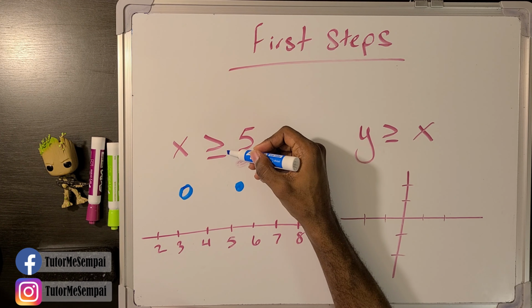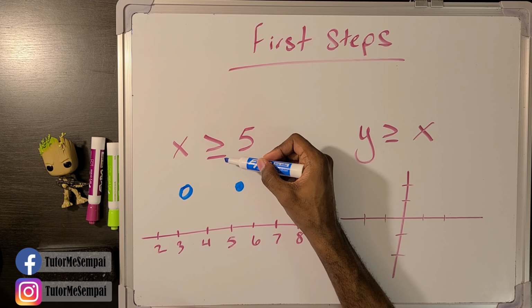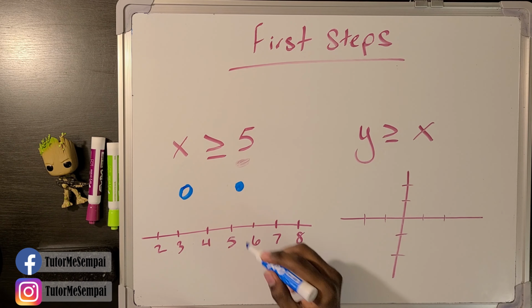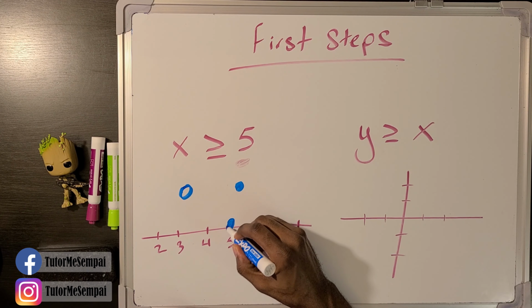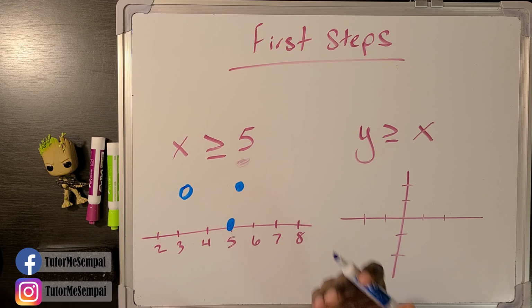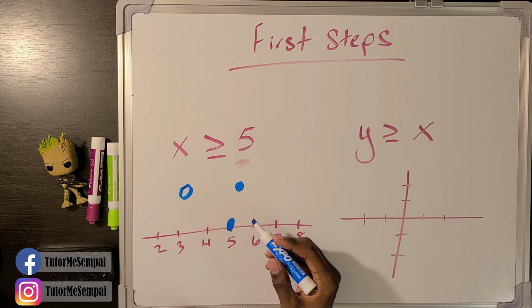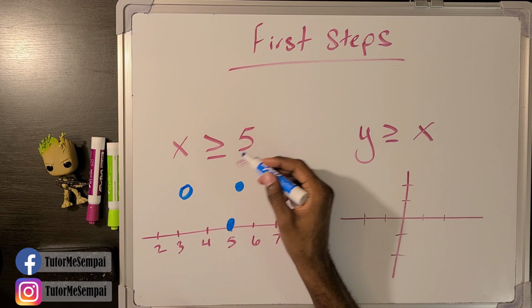And looking at this, we see it's greater than or equal to. That means 5 is included. So we're going to have a closed circle. So we're going to start with a closed circle here as our first step. Find your point and then figure out, is it open or closed? We know it's going to be closed because it's included.